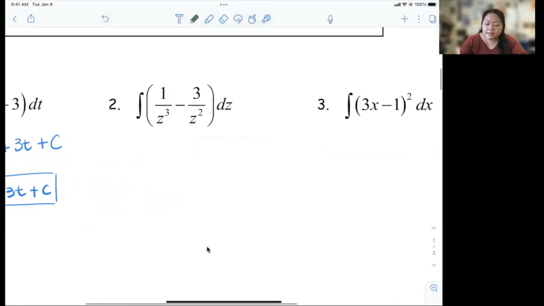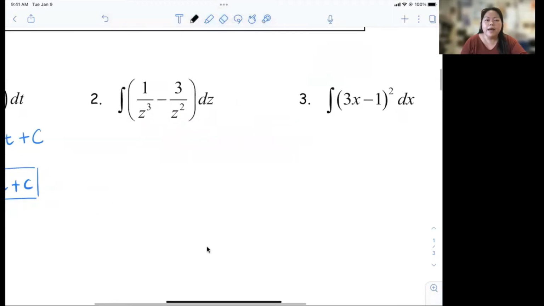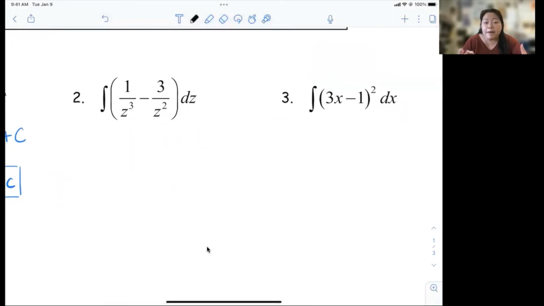What about something like this? Well, something like this, I would go ahead and change it into a power form first, because remember, any roots, any rational exponents, any fractions, if I rewrite them all as exponents, I can use the power rule on this.